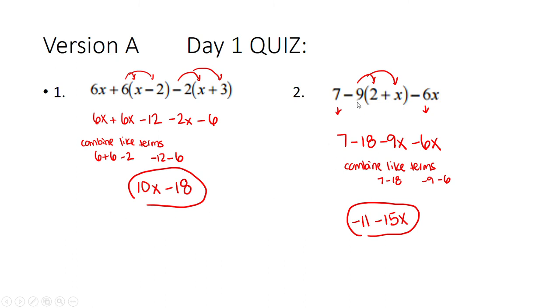Number 2, you distribute negative 9, and only negative 9. You bring down the 7 and then minus 6x. Negative 9 times 2 is negative 18. Negative 9 times x is negative 9x. When you combine your like terms, you combine your x's together, so negative 9 minus 6 to be negative 15x, and 7 minus 18 together to be negative 11. That's your final answer for number 2, negative 11 minus 15x.